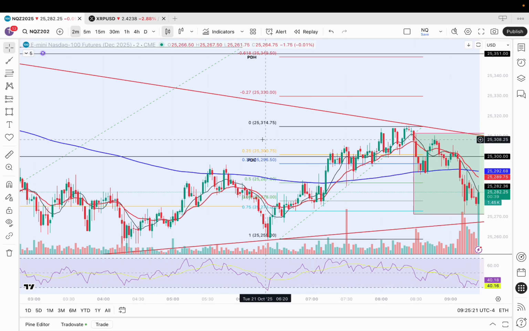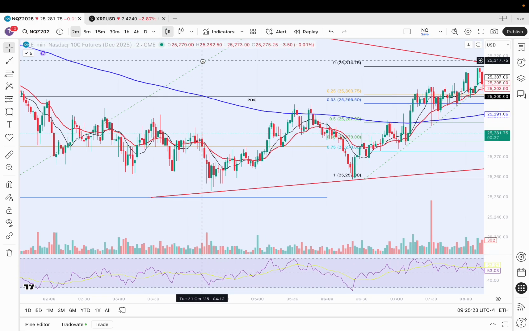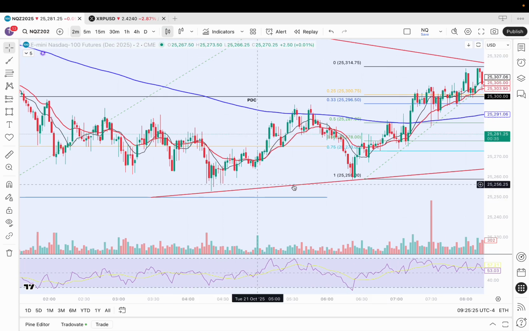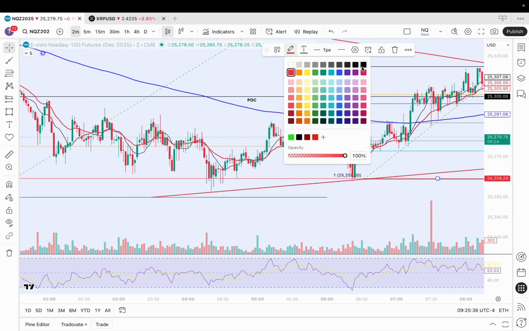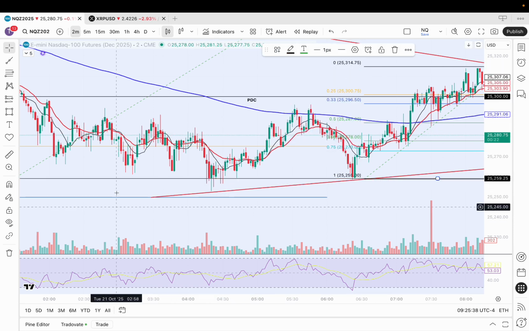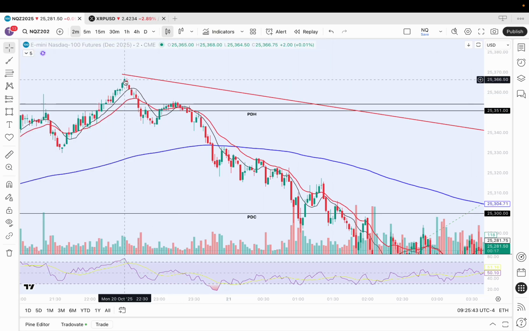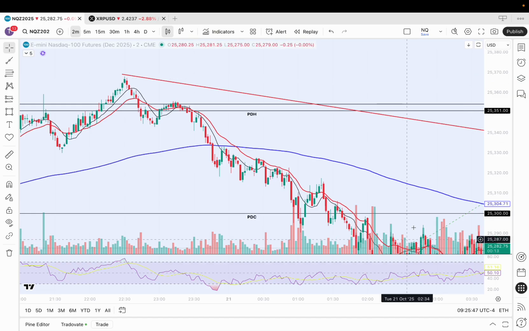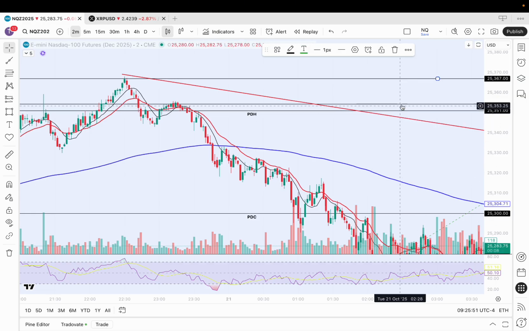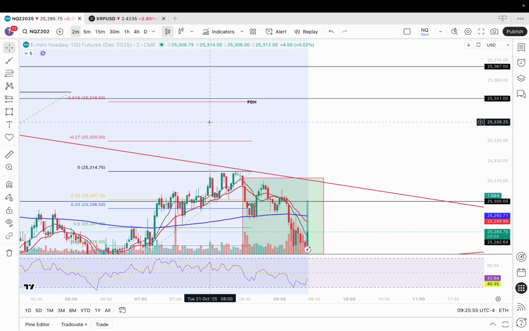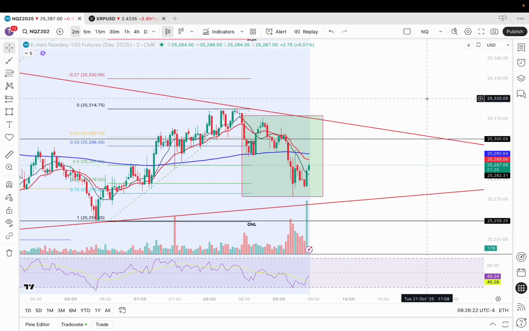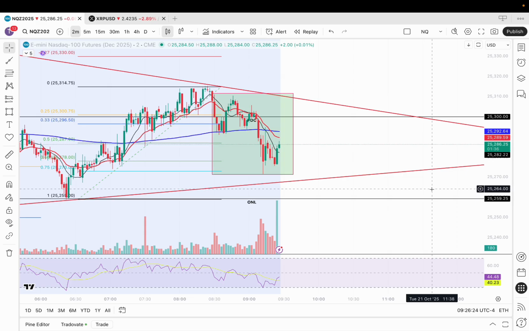Let me look at last night's. This is the low overnight here. I'll just mark that. Overnight low. Overnight high. Mark that. Okay, there we go. So that's what I'm waiting for.